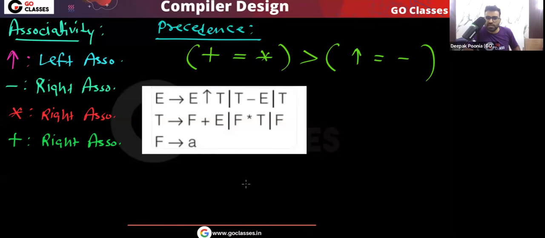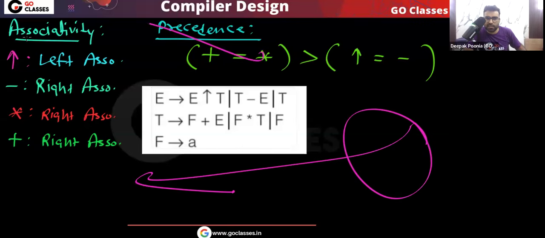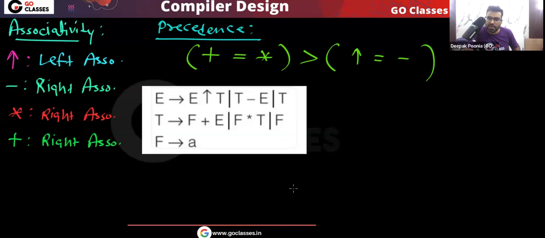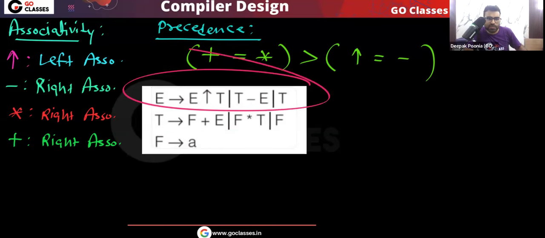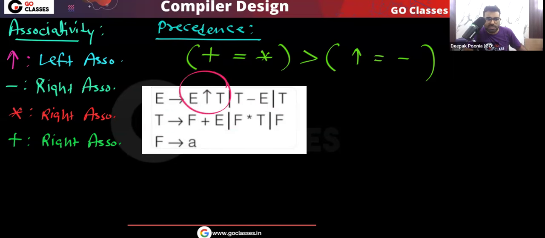I told you that when you eliminate ambiguity from expression grammar by enforcing precedence and associativity, there is one more thing you should take care of. What is that? At the same precedence level, all the operators must have the same associativity. You can see that on this precedence level, all the operators have right associativity. That is very good. But look at this precedence level: the arrow operator has left associativity and the minus has right associativity. So I think this grammar is ambiguous.